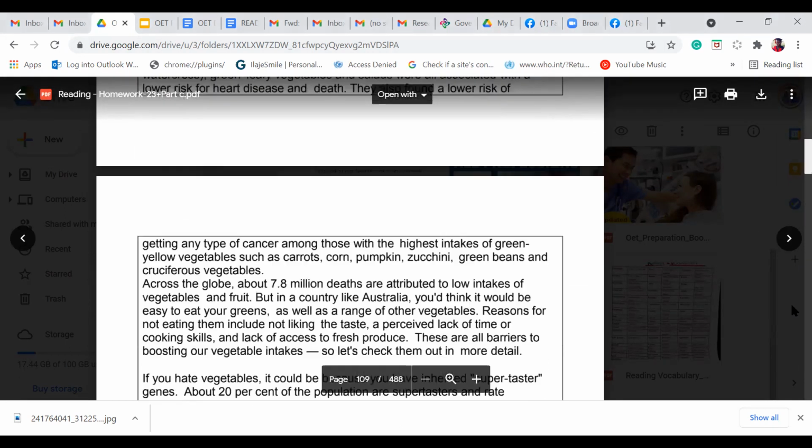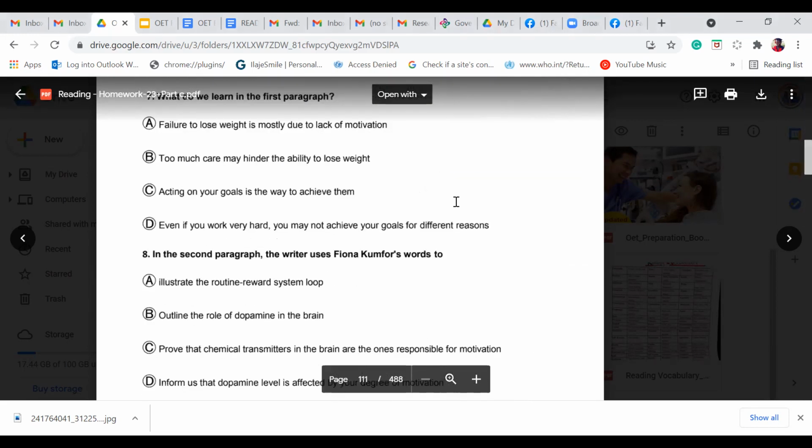If you look at the options, this will help you. Option A: failure to lose weight is mostly due to lack of motivation. What I do is I always try to mark an option right or wrong. So is option A right? Read it and try to digest it. Failure to lose weight is mostly due to lack of motivation. Was the writer saying that people fail to lose weight because they are not motivated?